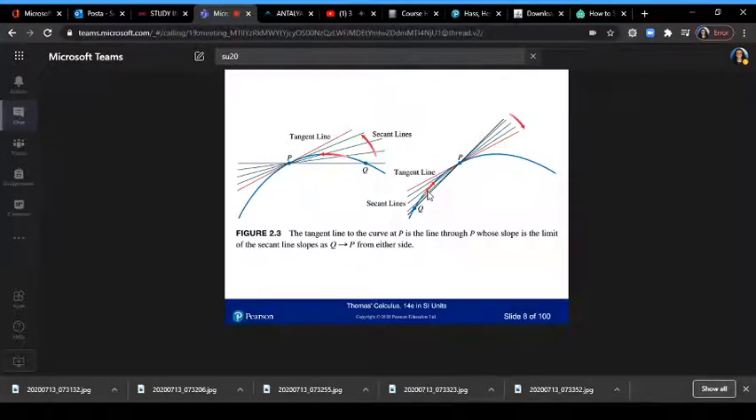You can calculate them, and then look at where these slopes go to as Q approaches P from the left, and the number that you get to is the slope of the tangent line. That's how people in old times calculated the slope of the tangent line, because they didn't have anything else in hand. They didn't have computers or anything.